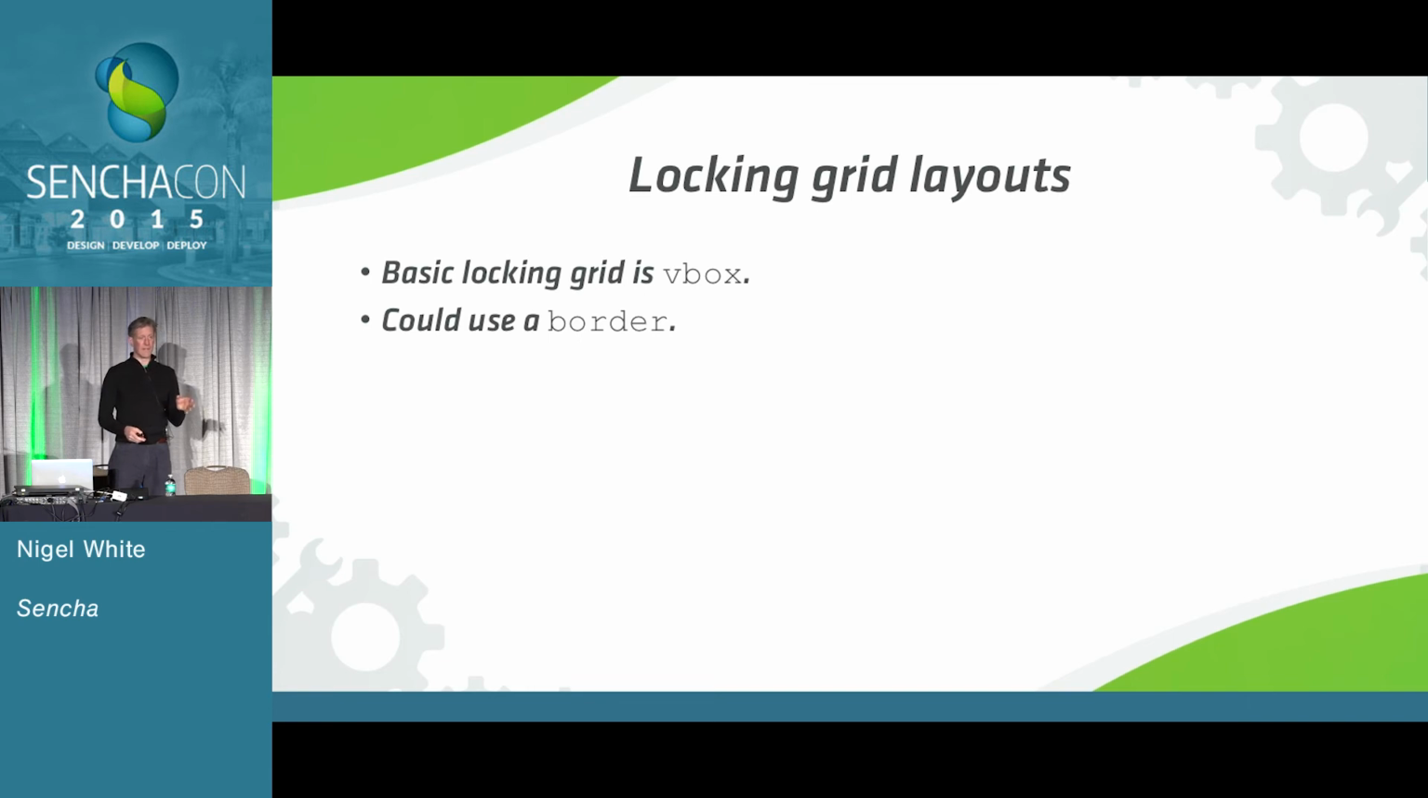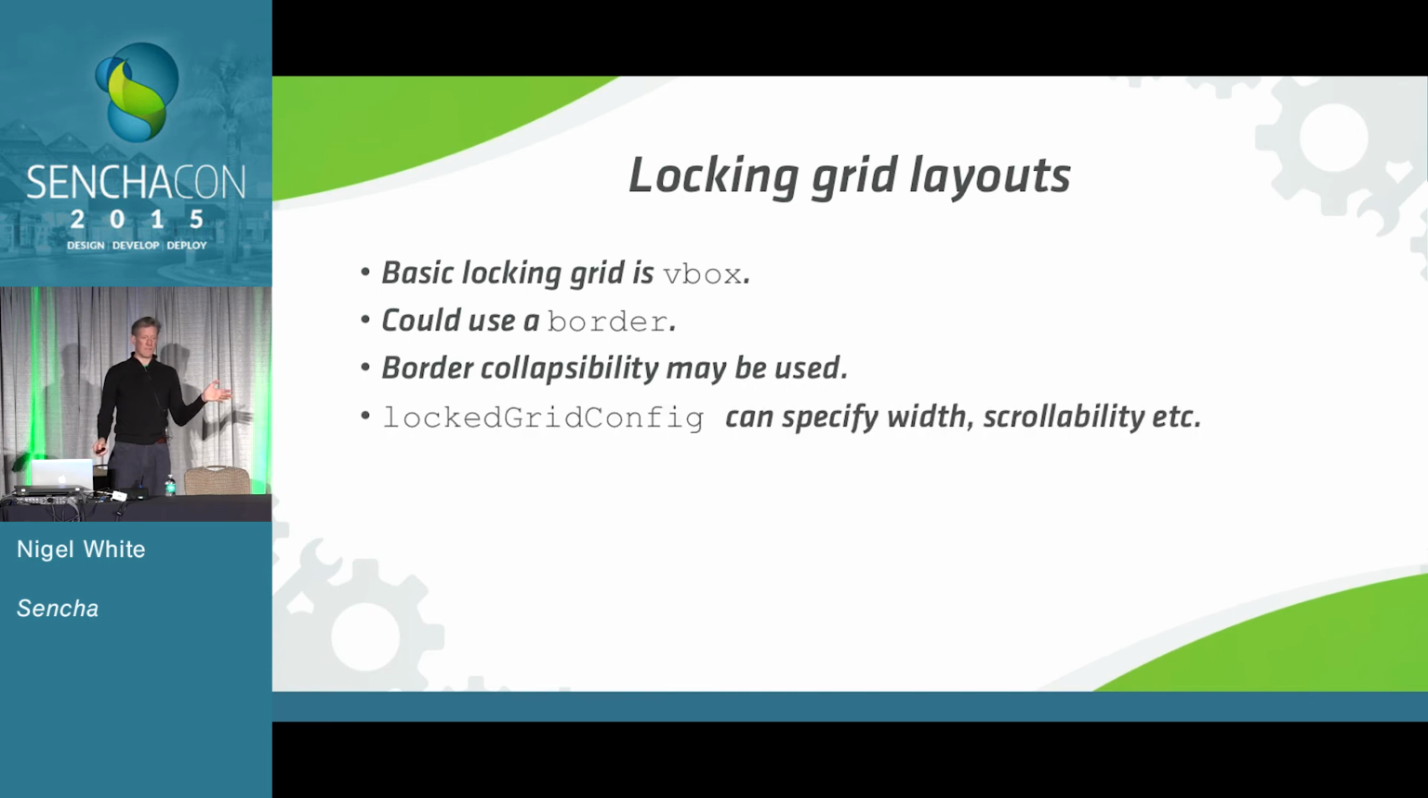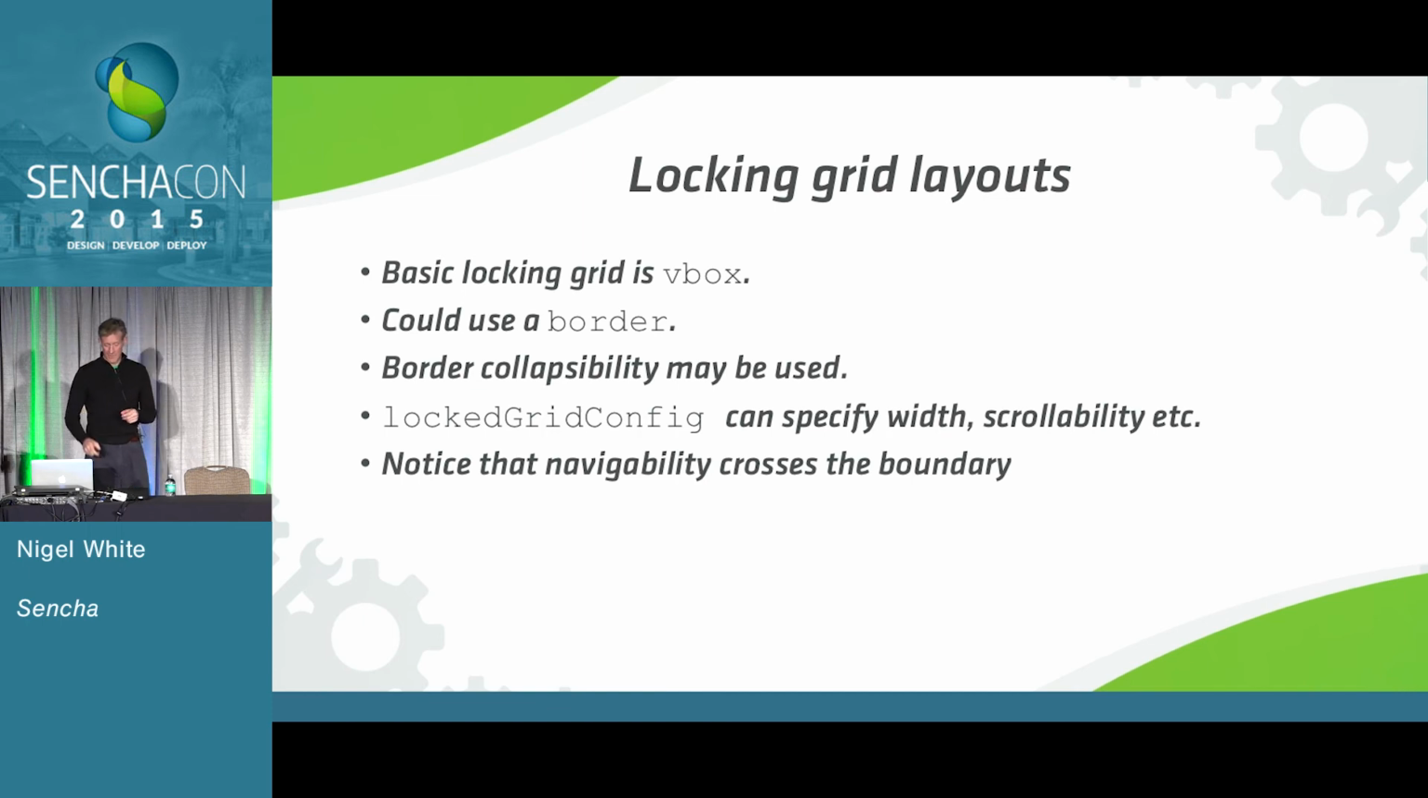And you can have a splitter there, and you can collapse it, and you can actually control the scrollability of the previously locking grid. You can say scroll X true, and it will scroll side to side. So it's much more than a locking grid now. It's more like a twinned grid layout. And the important thing here that we've enhanced in EXTJS 6 is that navigation crosses the locking boundary, and this is both navigable mode and actionable mode.